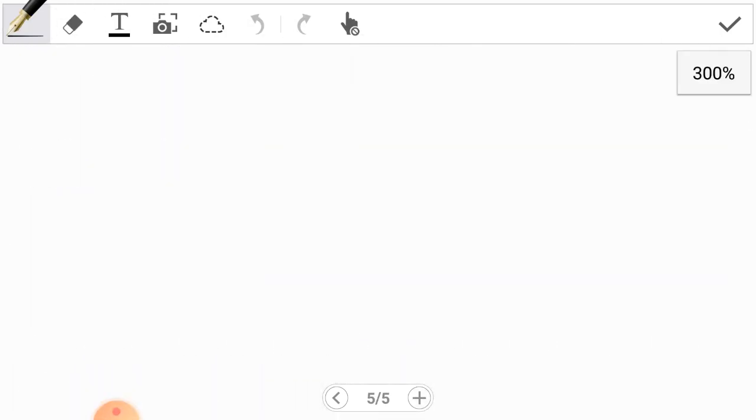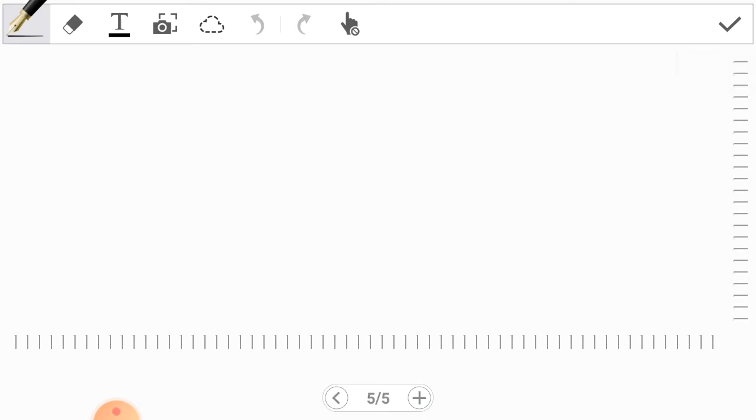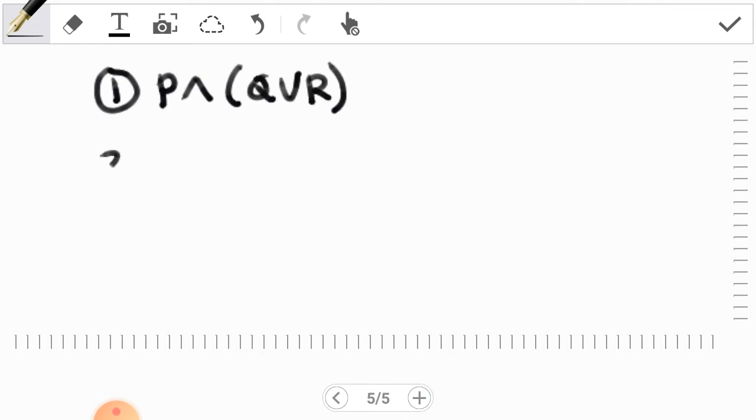Next, fourth example, we have the first premise, P and Q or R. Second premise, not, I think this was the example I have given also earlier. No, it's not. Okay, so we have not P or not R. Let me just check.